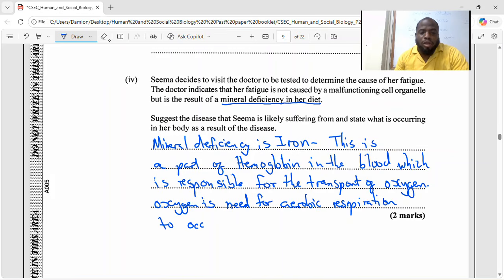to occur. So technically what is happening is that because she's lacking iron, and even for a female, Seema could probably be menstruating, and it is normally recommended that females get supplements in the time of this deficiency. As a matter of fact, we didn't even mention the deficiency, so she's likely anemic. So anemia.